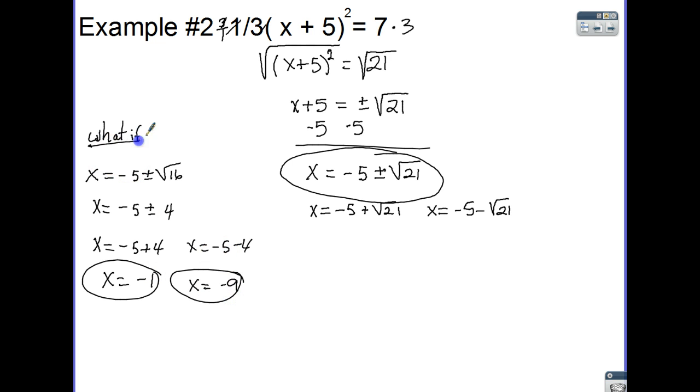Again, it's a what if. It has nothing to do with this problem here, but you're going to see times where that turns out to be a perfect square factor, like 16, and you'd have to evaluate it, and then you'd have to give me two answers here. Okay? Let's go ahead and try another one.